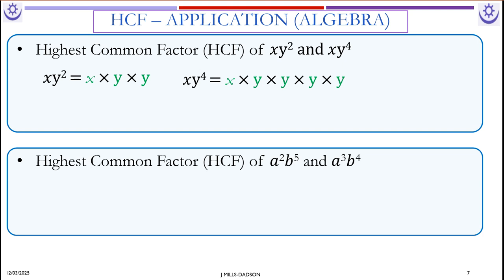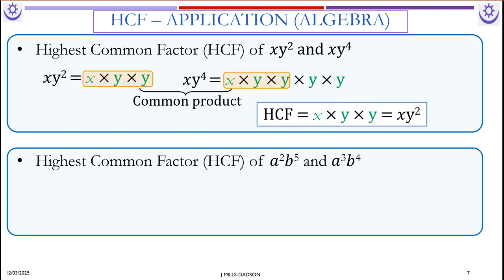So what we do, once you've done that, is check all the common terms. You can see that x times y is the same as x times y here. So you call this the common product. The common product now becomes your highest common factor. So the highest common factor will now be x times y, which is xy.